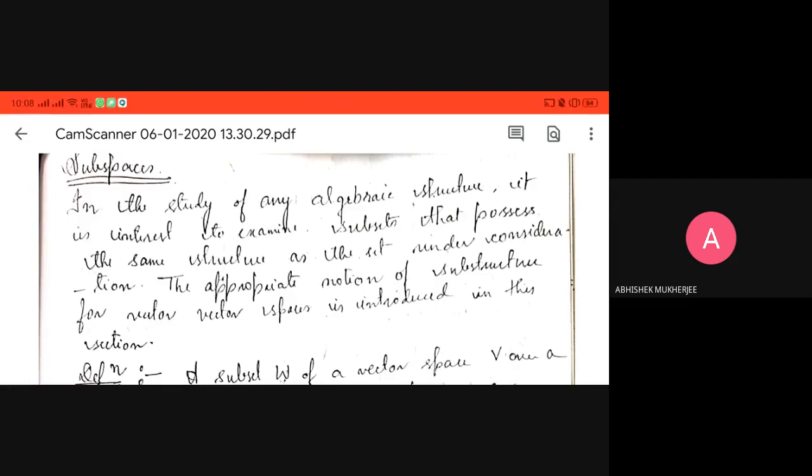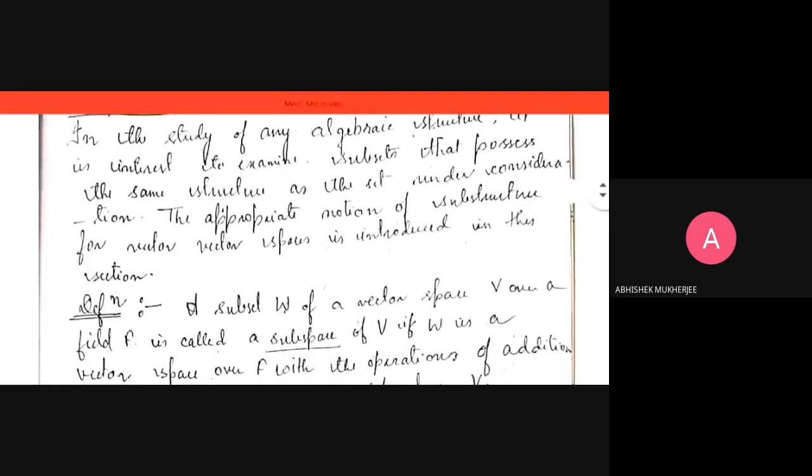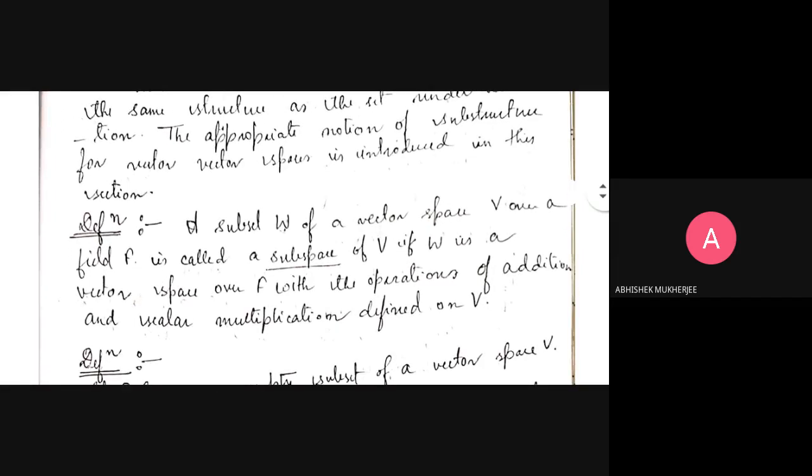In the study of any algebraic structure, it is of interest to examine subsets that possess the same structure as the set under consideration. The appropriate notion of substructure for vector spaces is introduced in this section. Now I will give the definition of subspace. That is, what is a subspace?